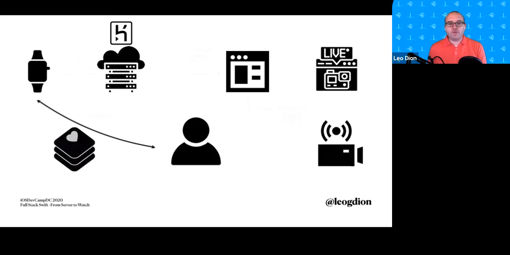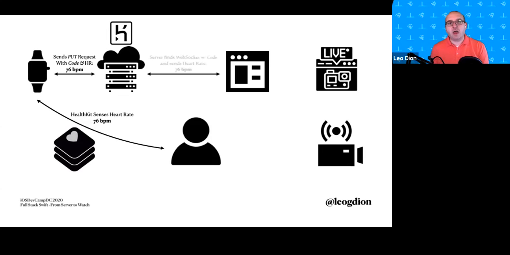It'll wait for the first heart rate from the sensor, and it will send that off to the server with the code so it knows which WebSocket to look for. In this case, it'll send it with, let's say, a heart rate of 76 beats per minute. And then the server looks for the WebSocket that the browser had opened when it first started the workout on the browser. And it will go ahead and send that to the WebSocket that's hooked up to the web browser.